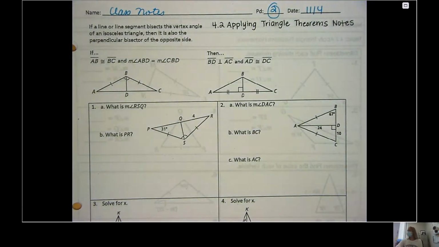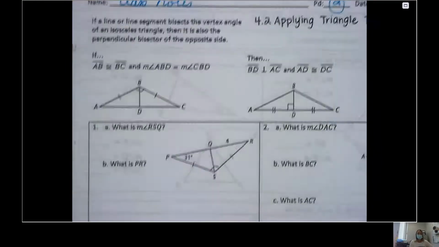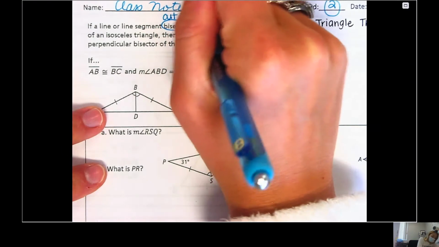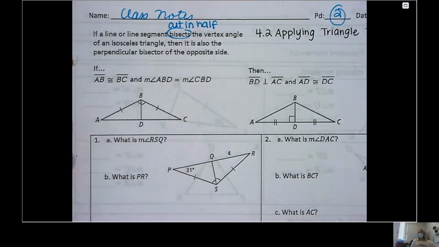Only isosceles triangles. So we're only going to be talking about triangles that have two sides that are exactly the same and two angles that are exactly the same. So today, as we go through, we're going to talk about isosceles triangles that are bisected. What does the word bisect mean? Yeah, cut into two or cut in half. Very good. So we're going to talk about bisecting or cutting in half some isosceles triangles.